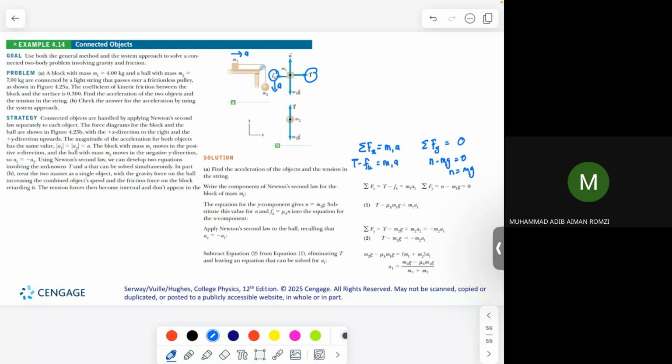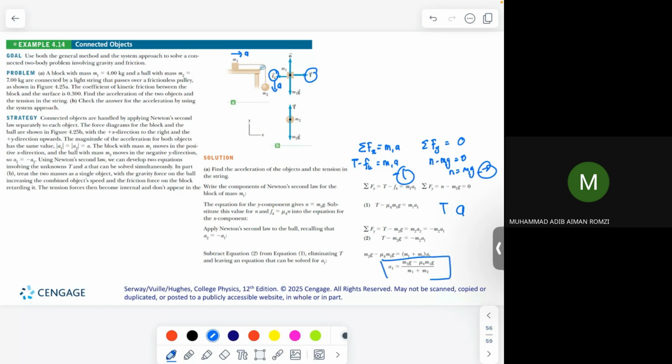The summation of Fy equals 0, and N minus mg equals 0, so N equals mg. By considering both equations, equation number 1 and 2, we need to find two things: tension and acceleration. That means two unknowns, so you need to establish at least two equations that involve tension and acceleration. You do some simultaneous equations to find A.